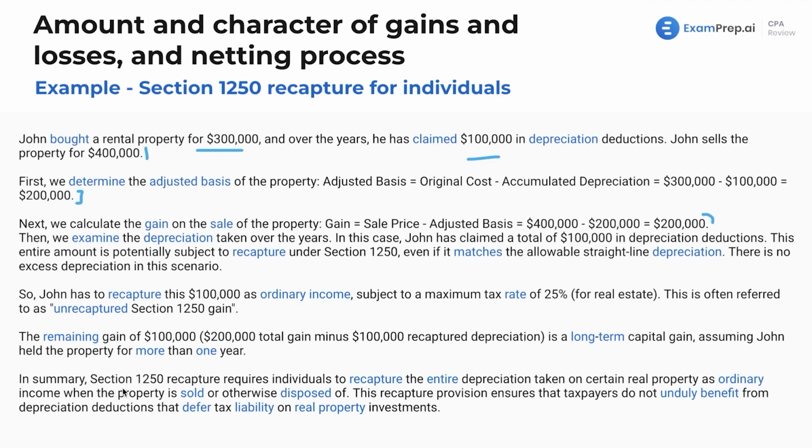In summary, this 1250 recapture requires individuals to recapture the entire depreciation taken on certain real property as ordinary income when the property is sold or otherwise disposed of. The recapture provision ensures that taxpayers do not unduly benefit from depreciation deductions that defer tax liability on real property investments. God forbid the taxpayers get a benefit. Am I right? All right, moving along.